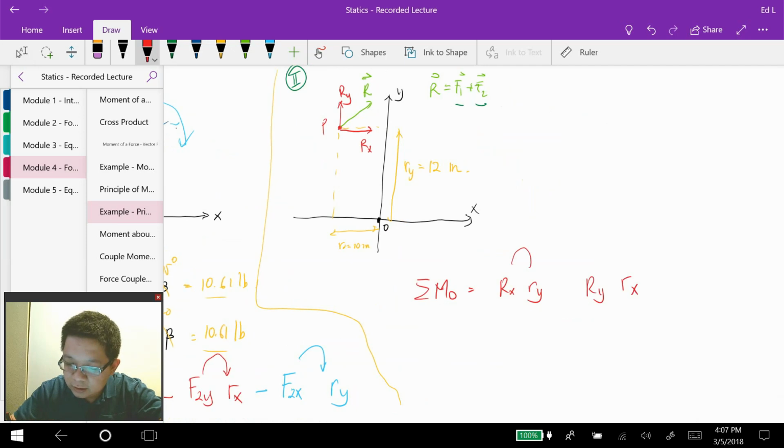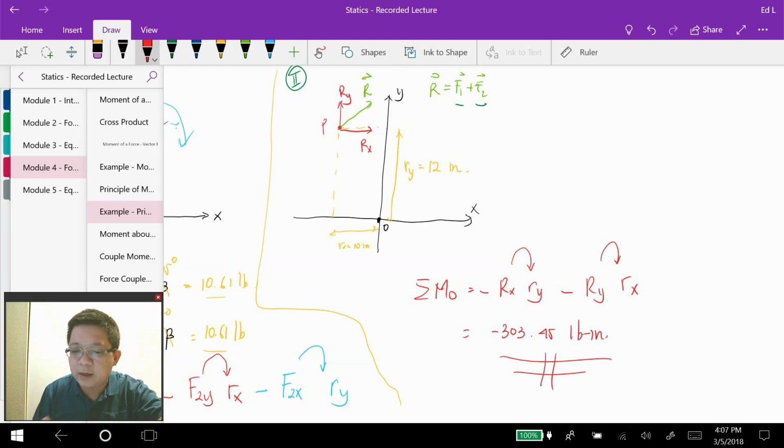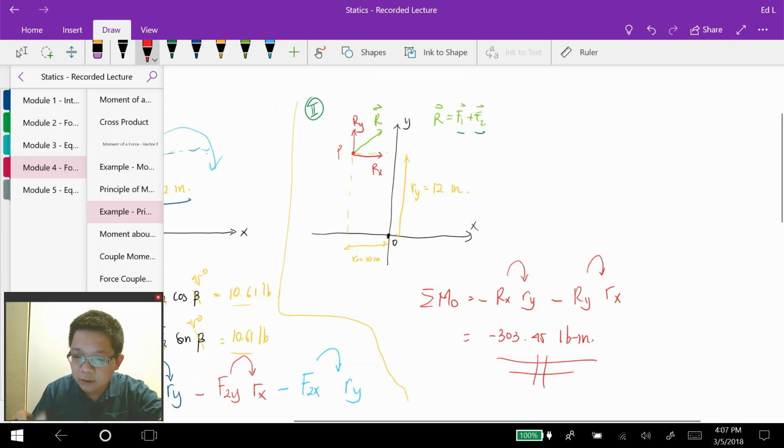by taking big Rx times little ry, and then Ry times rx. Notice that this gives you a negative sign, and this gives you a negative sign because they are all clockwise. And if you calculate this using this method, you should obtain the same result, which is 303.45 pound inch. It's good that you confirm this on your own so that you have some exercise before you come to class.